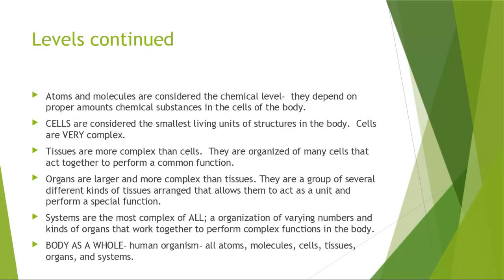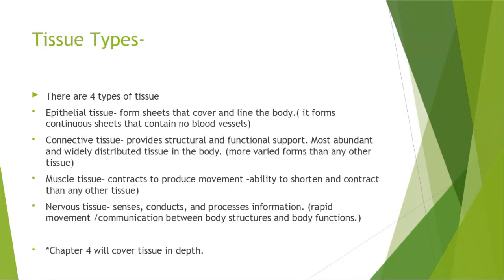Systems are the most complex of all. An organization of varying numbers and kinds of organs all work together to perform a complex function of the body. And then you have the body as a whole, and that's the human organism. All atoms, molecules, cells, tissue, organs in the systems, living, breathing, functioning. We're going to touch on this a lot deeper when we get into chapter 4. That's why I have my little note down there at the bottom.